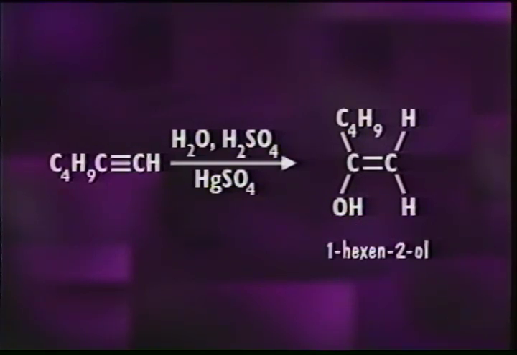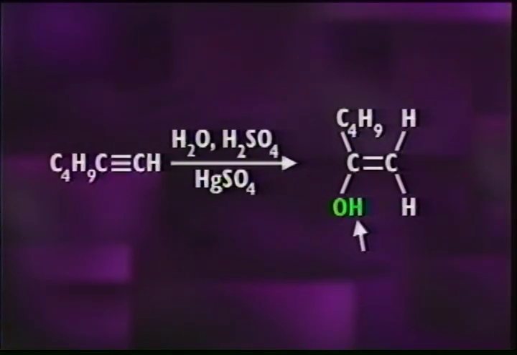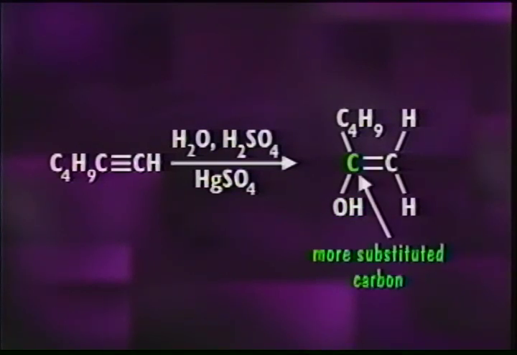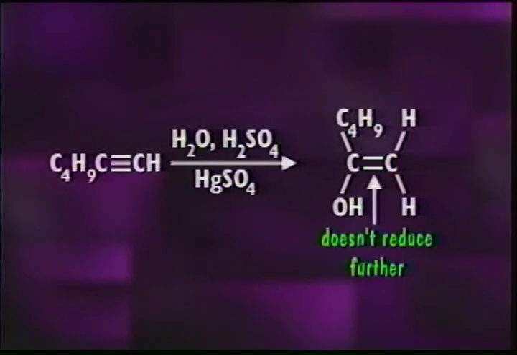1-hexene 2-ol. 1-hexene 2-ol? And they expect me to take this stuff seriously? This is the Markovnikov product. An OH group has added to the more substituted carbon, and a hydrogen goes to the other carbon. Now there's still a double bond in this molecule, but it doesn't reduce further to give a saturated molecule.